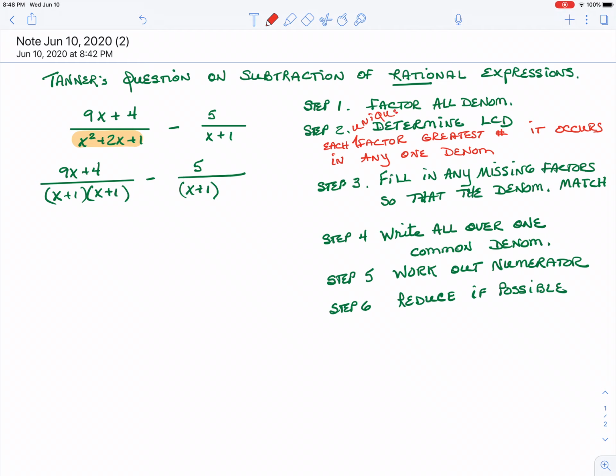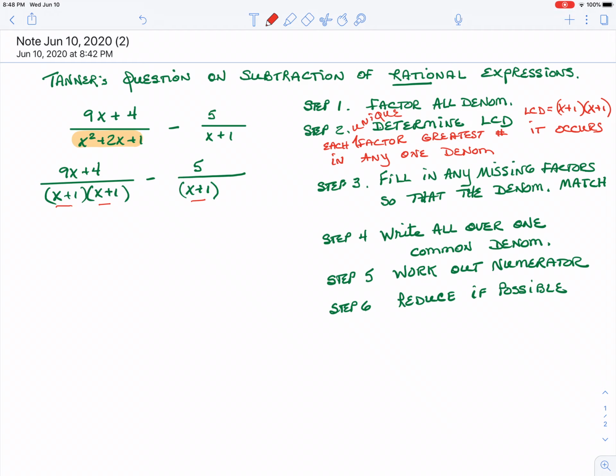All right, so as you look at these denominators, you only see a factor of x plus 1. It occurs twice in the first denominator. It occurs once in the second denominator. And this little rule over here in red says we need to list it the greatest number of times it occurs in any one denominator. So the LCD for this problem is x plus 1 times x plus 1 because it occurs twice in the first fraction. All right, so that's step 2.